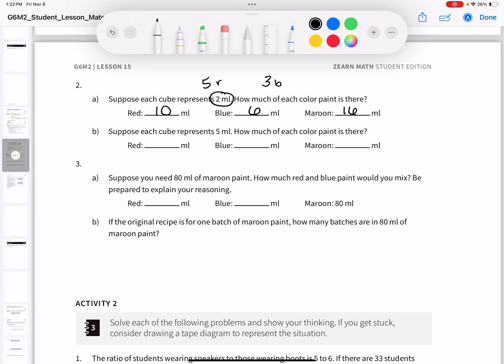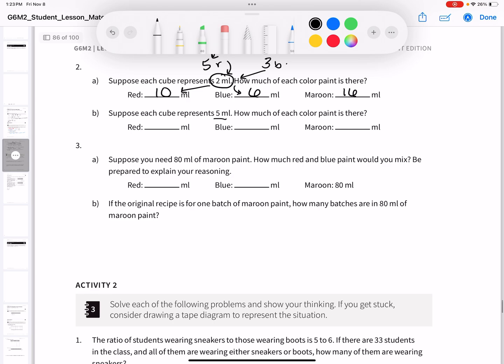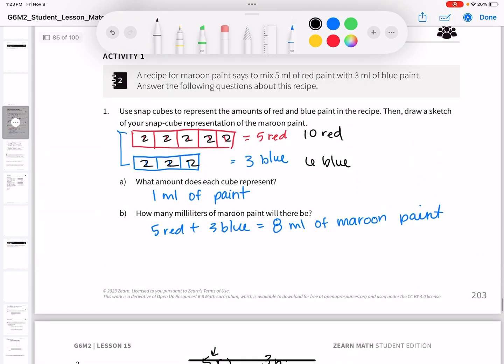Suppose each cube represents 5 milliliters. How much paint is there? Well, if you noticed, we took the original ratio and multiplied it by 2 to get 10, and the original ratio multiplied by 2 to get 6. So if we want to do 5, we have to take the original recipe, which is 5 red, and multiply it by 5. 5 times 5 is 25, because each one of these represents 5 now. So 5, 10, 15, 20, 25. And then this is 5, 10, 15.